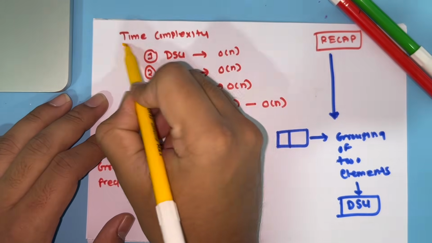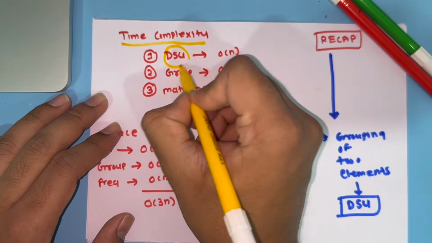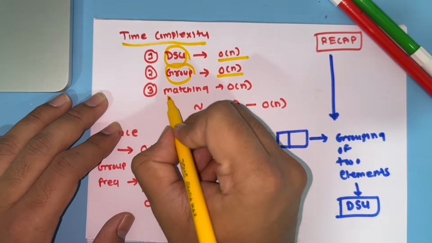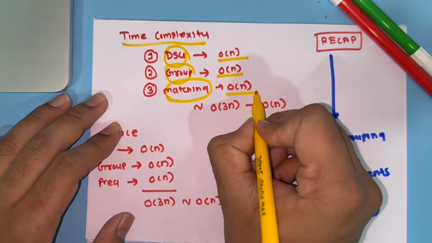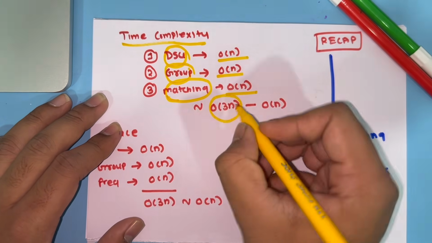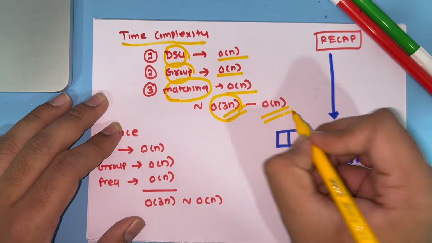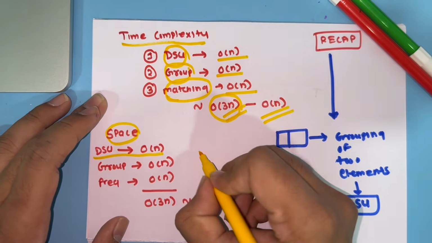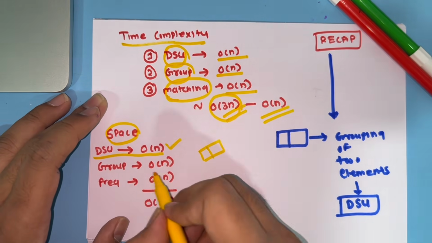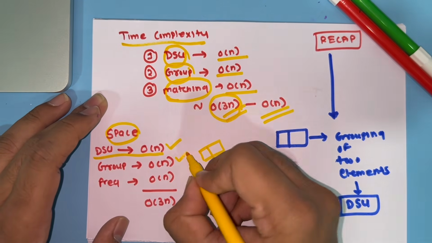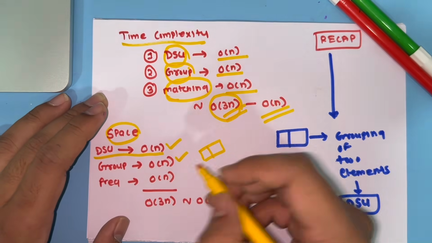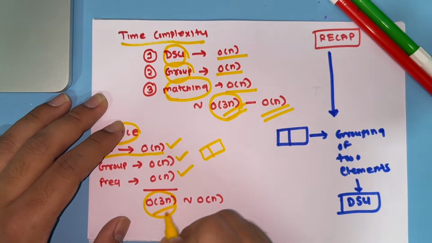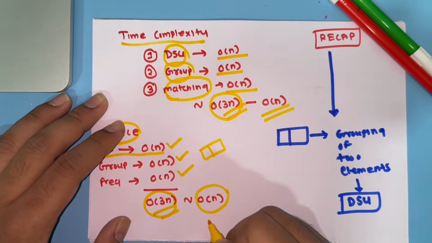Okay, let's discuss the time complexity. In the first step we are creating the DSU, so it will be an order of n operation. The grouping is also an order of n operation, and in the last step we are matching the elements, which is also an order of n operation. So it comes to be order of 3n, but eventually it's an order of n solution only. For the space complexity, for the DSU we are creating order of n space. For grouping we are using a map, which will take order of n space in the worst case. And for the frequency calculation, a map in the worst case will take order of n space. So it is a total of order of 3n, but it's only order of n.